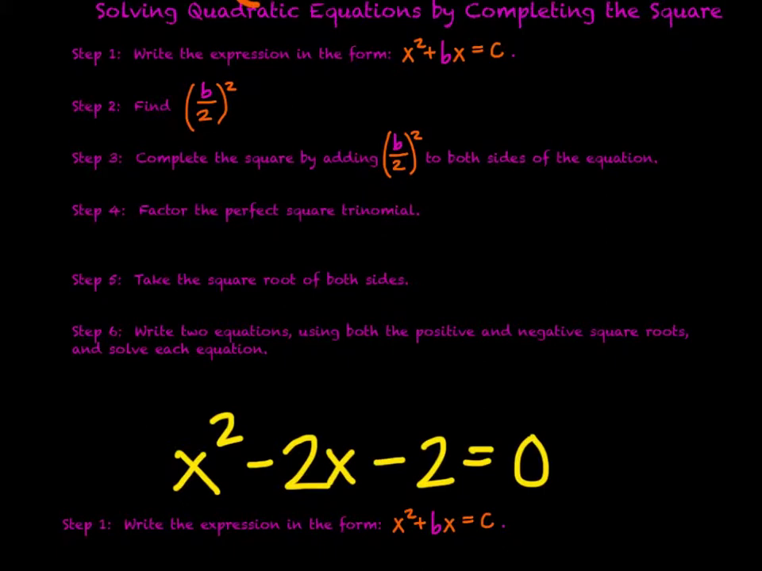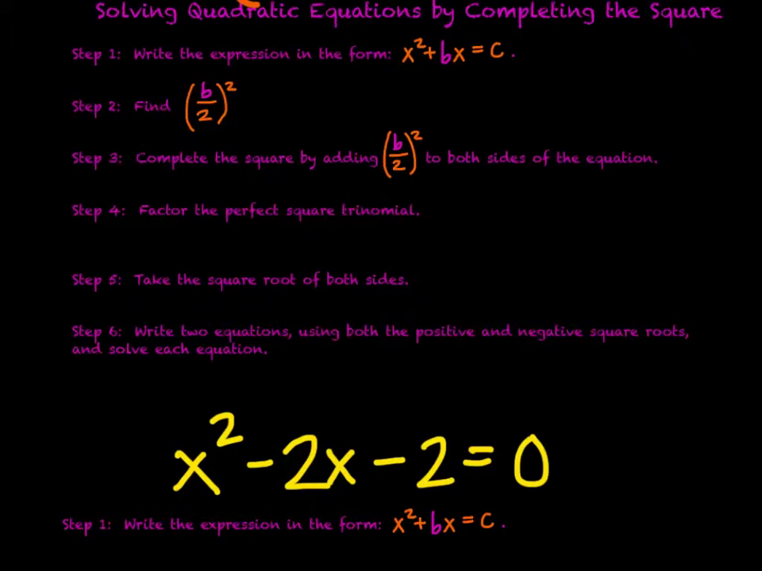Solving quadratic equations by completing the square in 6 simple steps. I think this is the most amount of steps we've ever had, and completing the square is a little bit involved, so remembering these steps is going to be really helpful. So step number 1, we need to write the expression in the form x squared plus bx equals c.